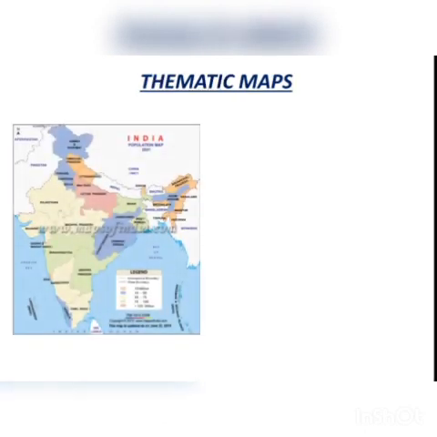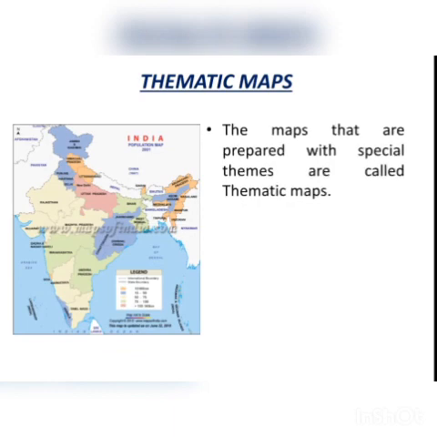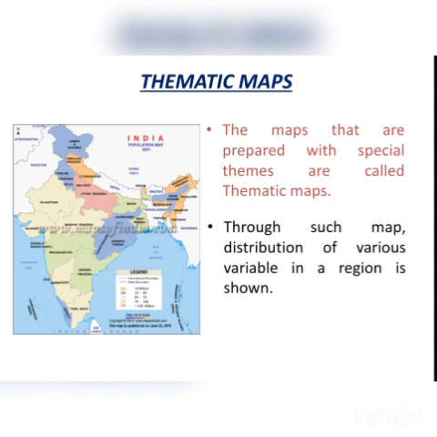Thematic maps. The maps that are prepared with spatial themes are called thematic maps. Through such maps, the distribution of various variables in a region is shown.